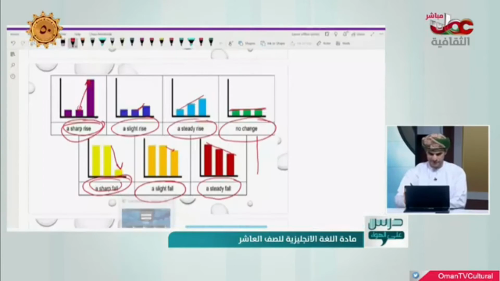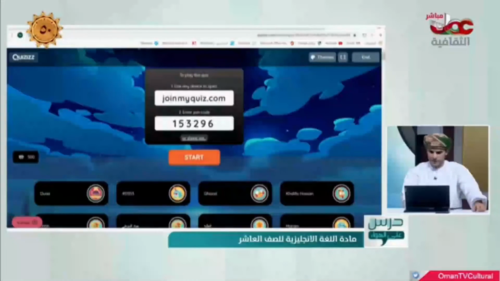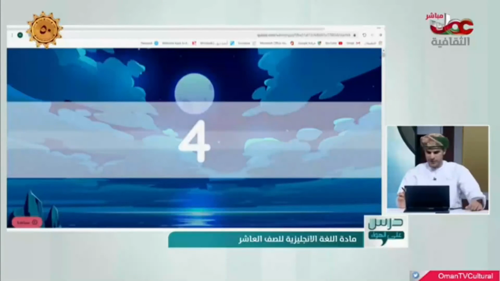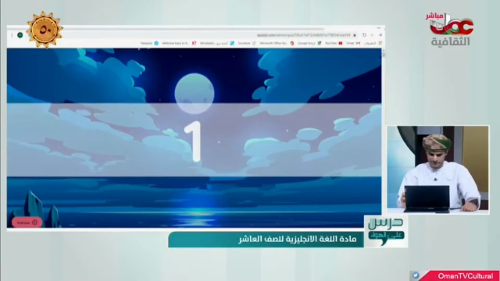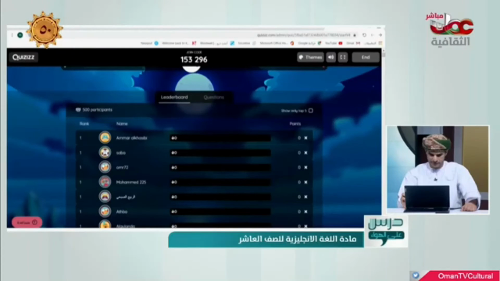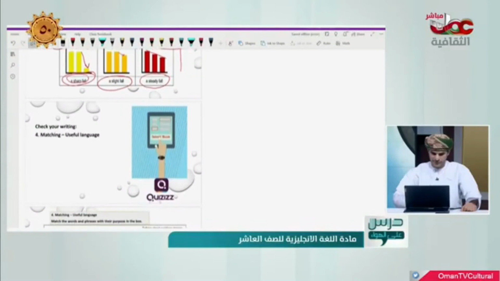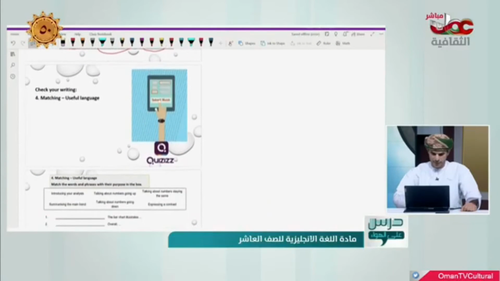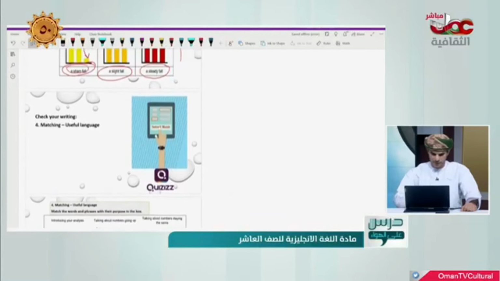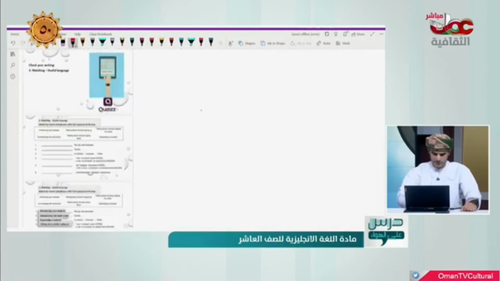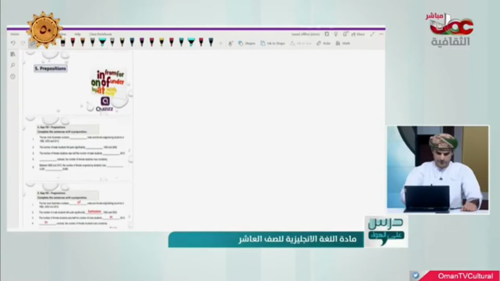Just 8 to go. Prepositions. Be careful with prepositions. While you are answering, I will show you the question, this is question 5.